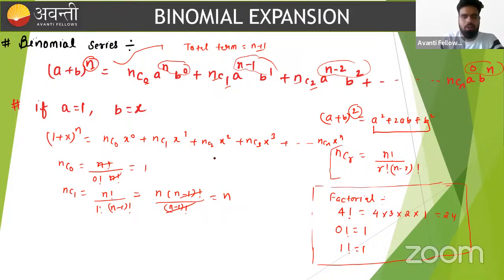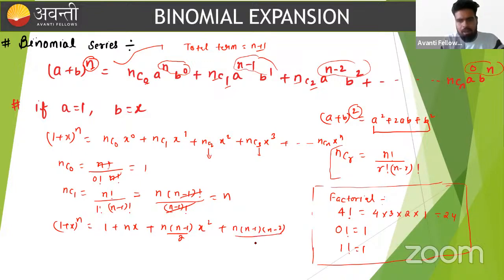So how can we write the binomial expansion in a simple manner? We can break (1 + x)^n: this will equal 1 plus nx, and nC2 is nothing but (n minus 1) divided by 2, times x squared. In a similar manner, nC3 we can write as n(n minus 1)(n minus 2) over 3 factorial, with 2 factorial and 1 factorial, and x cubed.